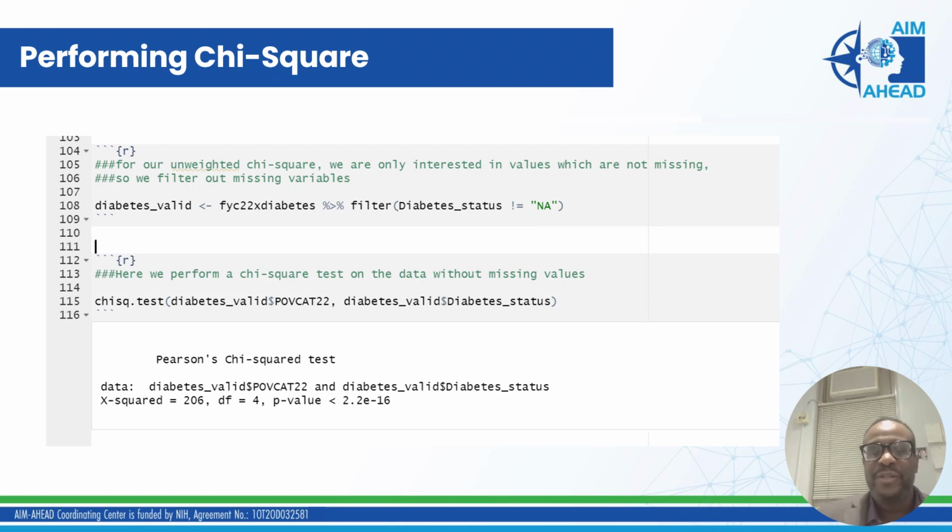So it is very simple. We just have to enclose the independent variable and dependent variable in parentheses. The chi-square test statistic and corresponding p-value are conveniently provided for us. The p-value here is significant, which informs us that there is indeed an association between an individual's poverty status and their likelihood of being diagnosed with diabetes.